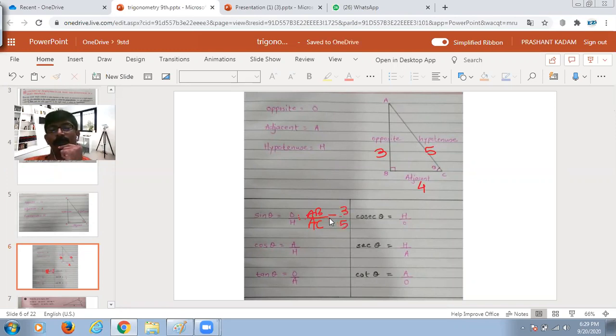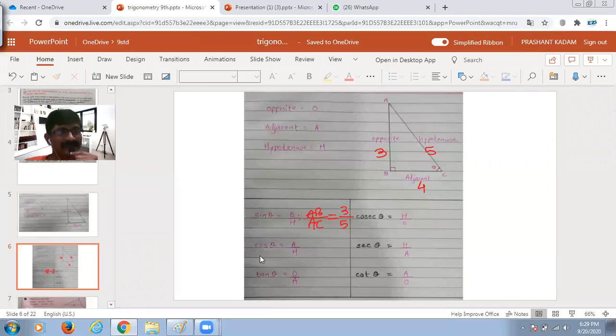Okay. Now what is cos theta? We'll move a little ahead. Cos theta is adjacent upon hypotenuse. In this case, adjacent would be BC and hypotenuse would be AC. So that would be 4 by 5. I hope you understood. I'll repeat once again.